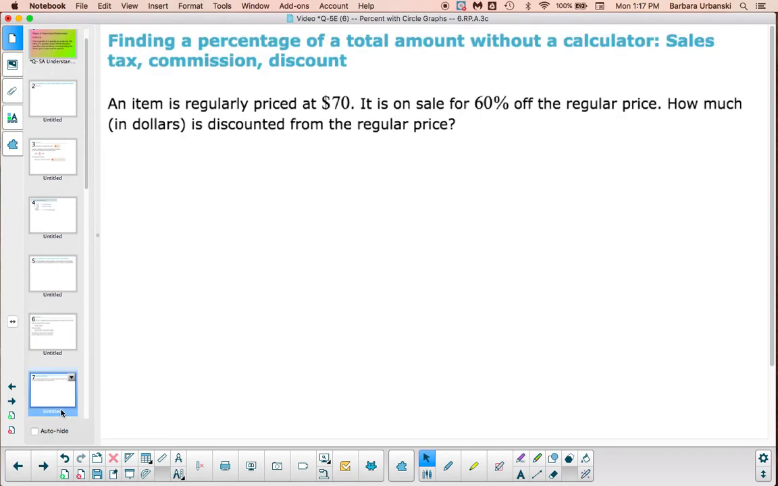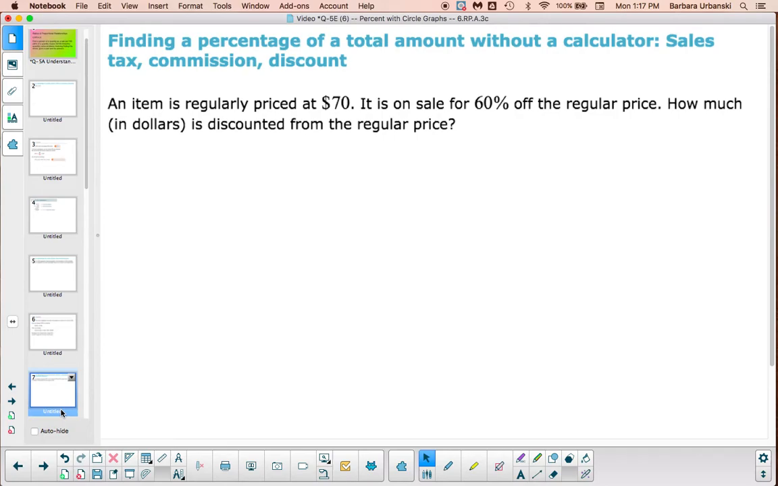The next one, finding a percent of a total without a calculator: sales tax, commission, discount. They're saying an item is regularly priced at $70. It is on sale for 60% off the regular price. How much in dollars is discounted from the regular price?